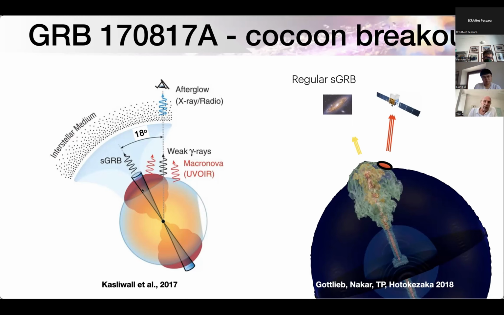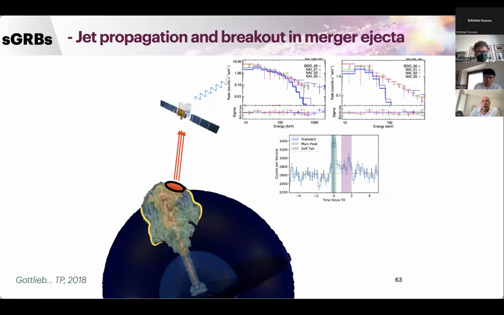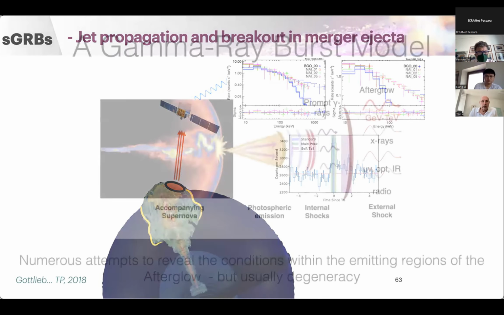And this atmosphere here is not the stellar atmosphere, it is the ejecta, the matter which was ejected in the process of the neutron star merger. So this was a cocoon breaking out of this ejecta, and again, this signature, which was very soft, could be explained by a cocoon breakout.